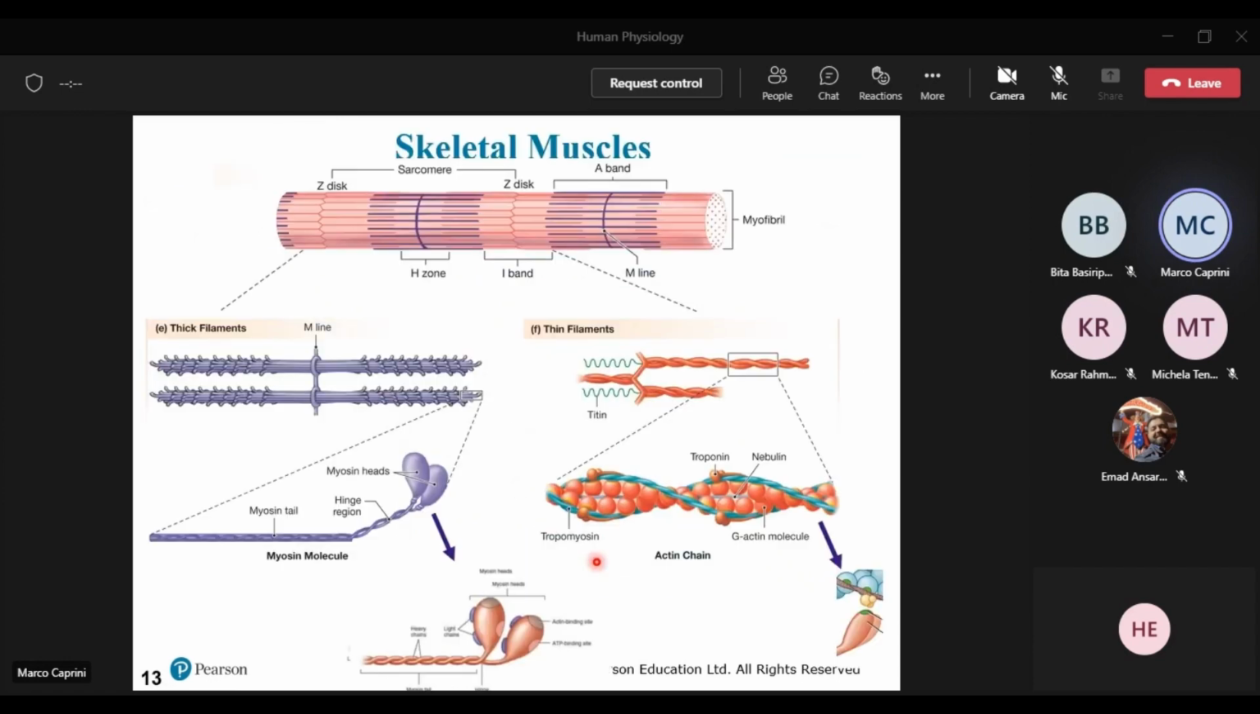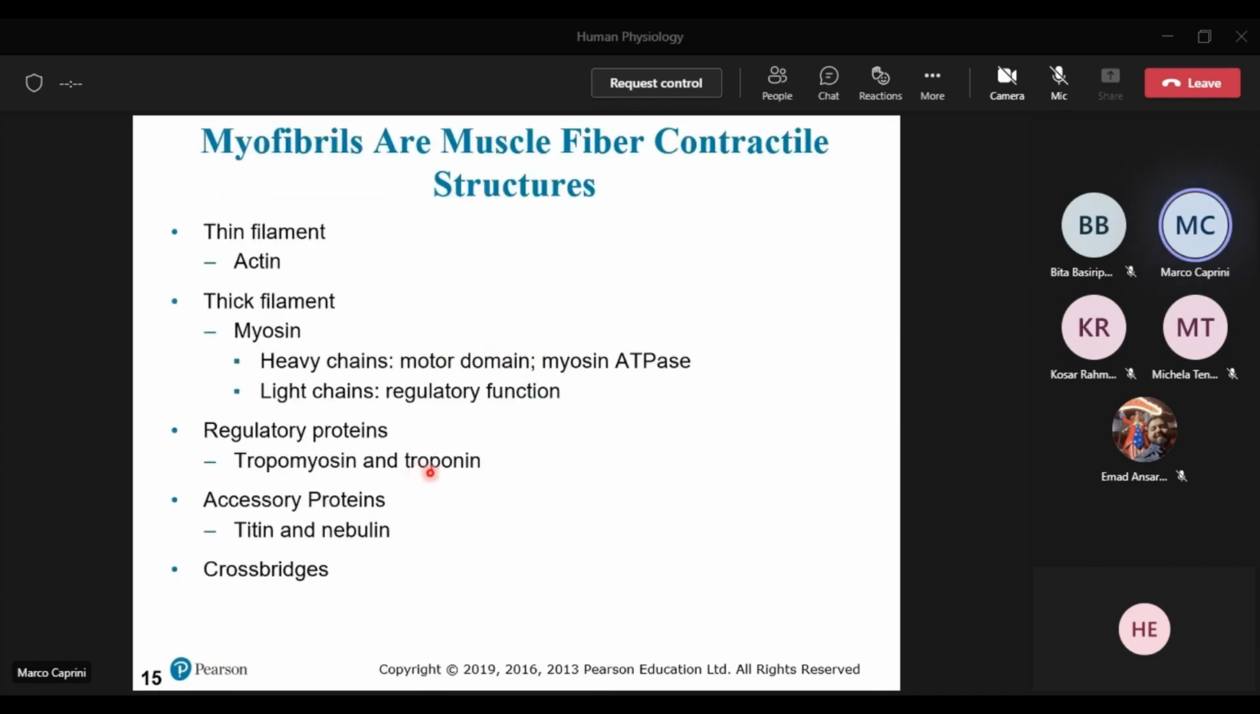If we check this figure here, now we understand why this portion is darker under the microscope, and this one is less dark, because here the thick and thin filaments overlap. Here there are only thin filaments. So now we know which are the players in the contraction of the skeletal muscle. We know the thin filaments, the thick filaments, the regulatory proteins such as tropomyosin and troponin. We know something about the accessory proteins, the structural proteins, titin and nebulin, and we know that the myosin head forms cross bridges with the actin molecules.